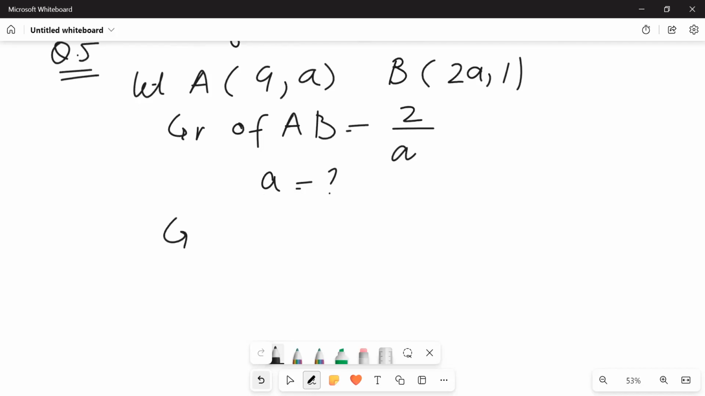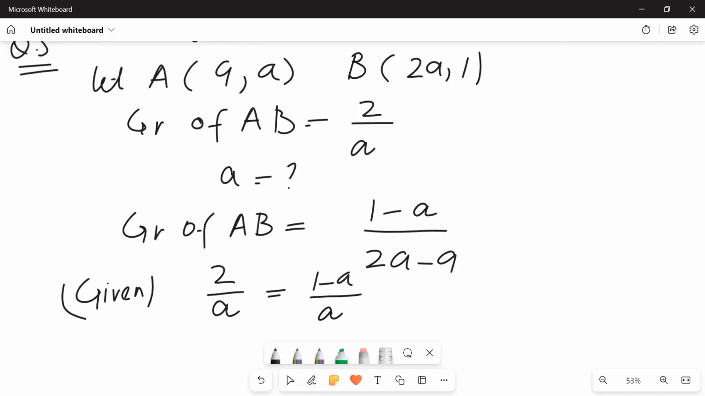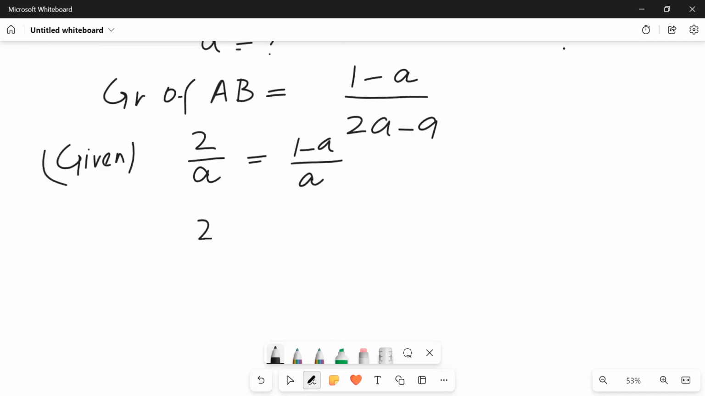Okay, now gradient of AB, I'm writing directly now, it will be 1 minus a over 2a minus 9. Now the gradient of AB is 2 over a, that is given. So 2 over a equals 1 minus a over a. Now cross multiply, so 2a and a will be multiplied here.